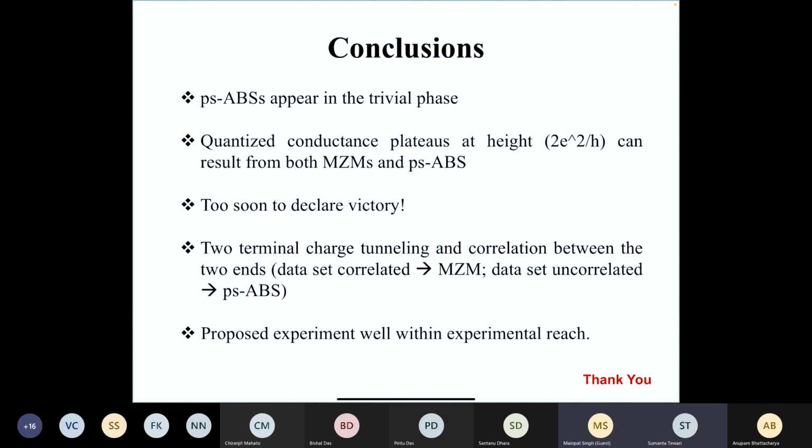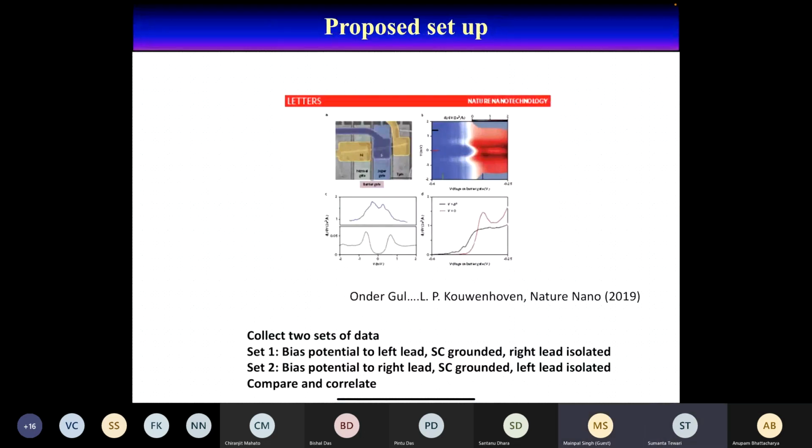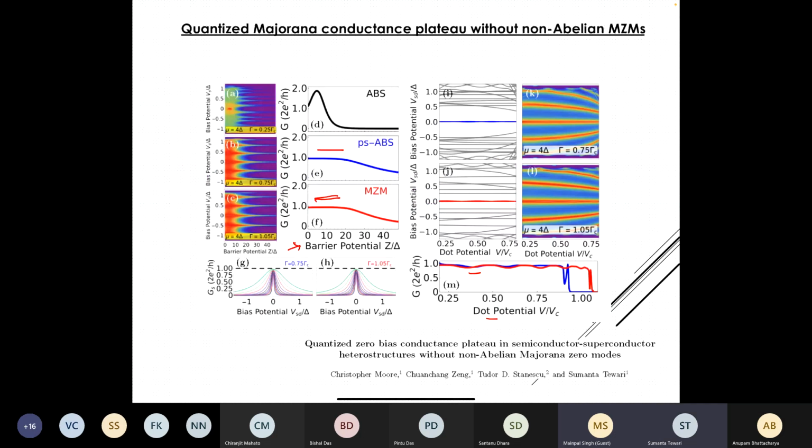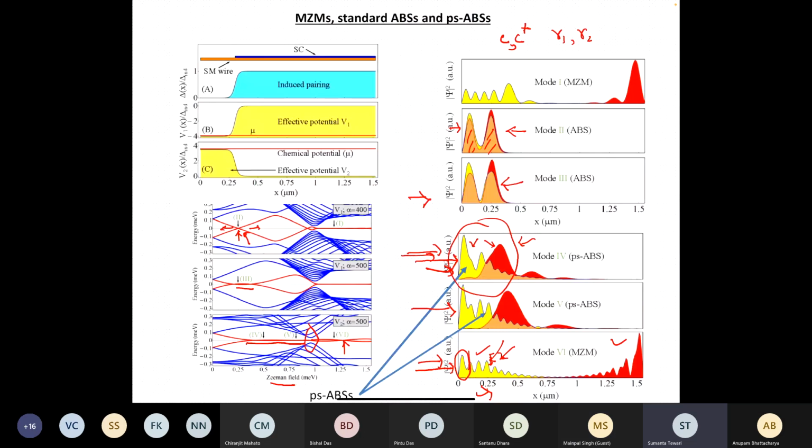Hello, sir. Yes. So my question is, are these quasi-Majorana modes not capable of quantum computation? Yeah, they could be. But if you look at them, they still give the robust 2e squared by h peaks, but they are not compatible with quantum computation. Yeah, they will give you a robust 2e squared by h peak because you are probing them from one side. So your metallic lead is coupling to this yellow Majorana, and this red Majorana is far away. The coupling is exponentially small.